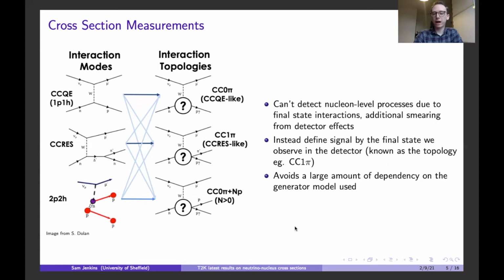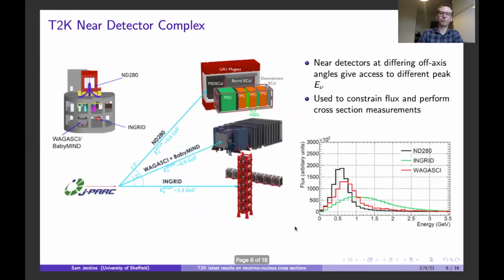In doing this, and not making any assumptions on whether, for example, a CC0π signal might be made up of CCQE interactions or 2p2h or CC-res where a pion got absorbed, we're able to avoid a large amount of dependency on the generator models that we use for these interactions.